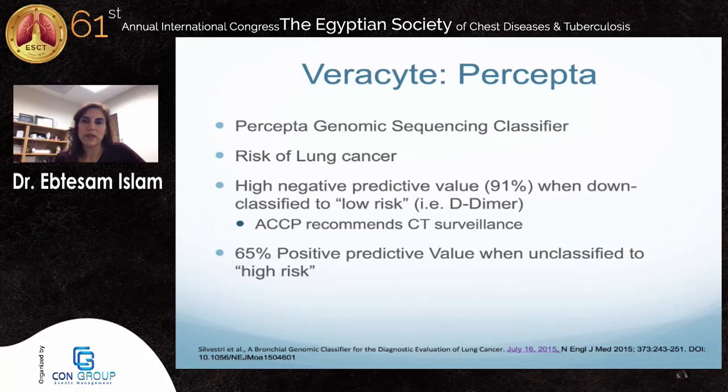The example we use here is a D-dimer. If a D-dimer is normal, then it's unlikely the patient has a pulmonary embolus. Same thing here. If Percepta is low risk, then it's unlikely that these patients have a lung cancer. Now, the American College of Chest Physicians does recommend CT surveillance of these patients if there's something that you are following, even though they are deemed low risk. 65% will have a positive predictive value when up-classified to high risk.